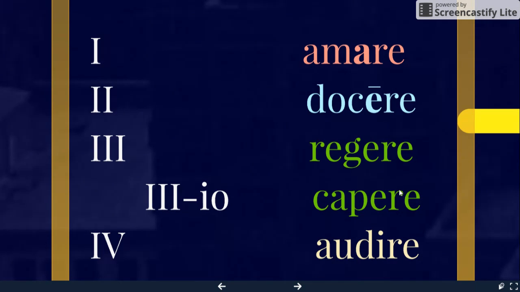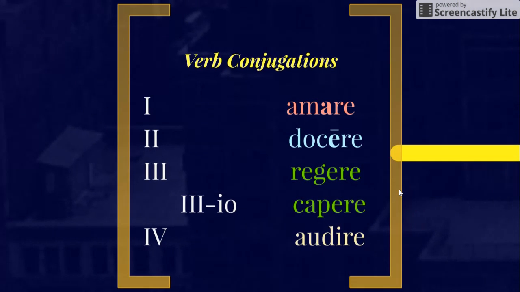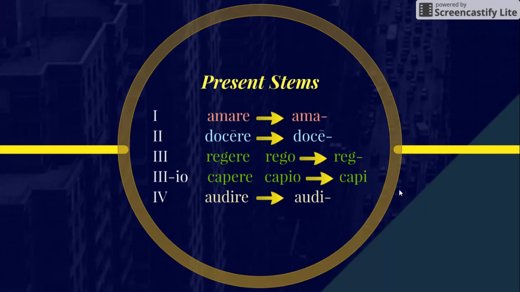And we use that information also to give us our present stems. In first conjugation, amare becomes ama, docere becomes doce, and audire becomes audi. And then remember, for third conjugation, that's the one that's different, and we have to go to our first principal part. So rego gives us reg, and capio gives us capi.